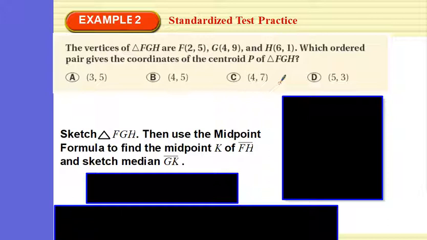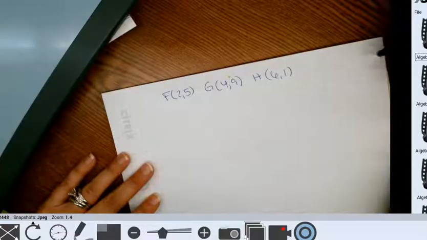So I actually want to do this on a separate sheet of paper just so that you guys can see how you would do this in real life. All right, so we have F at 2,5, G at 4,9, and H at 6,1, and then they want the centroid. All right, so going back to here.